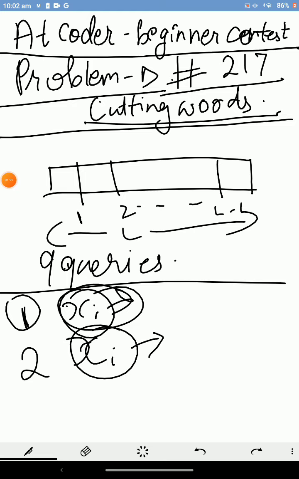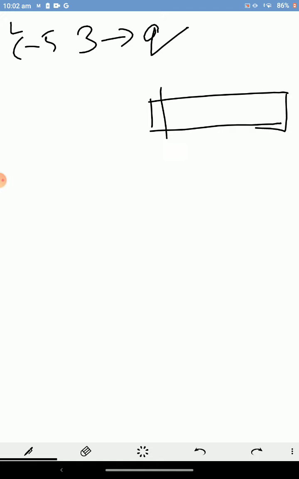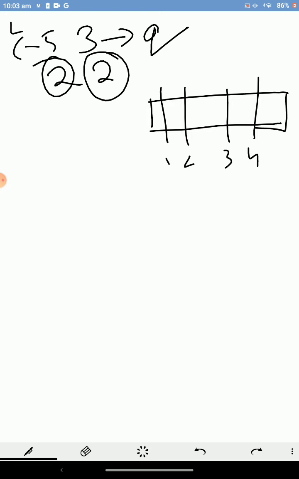So let's say for example we have the length of wood as 5 and the number of queries as 3. Initially we have a wood of length 5, with markings 1 2 3 4. The first query is of type 2 and we have to return the length of the wood which has mark 2. Since initially the wood is not cut and its length was 5, we'll return 5 in this case.